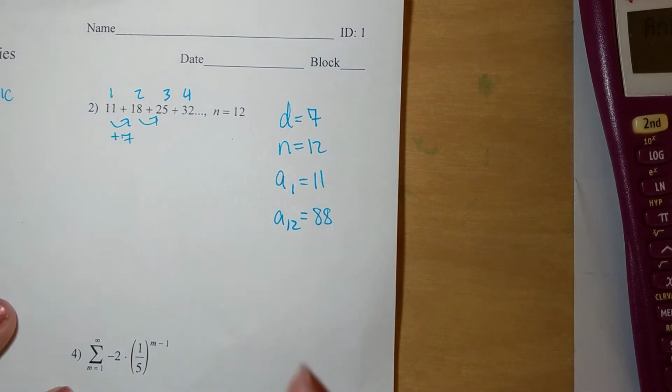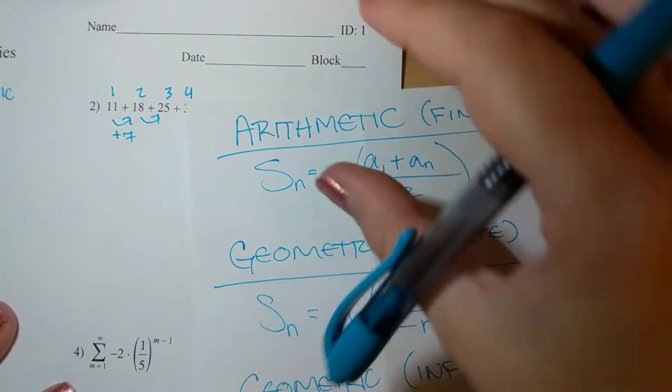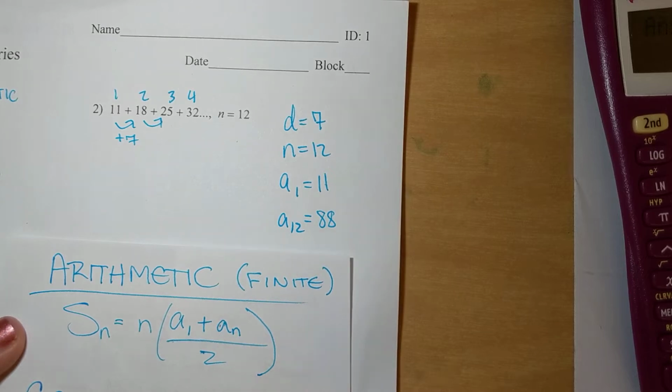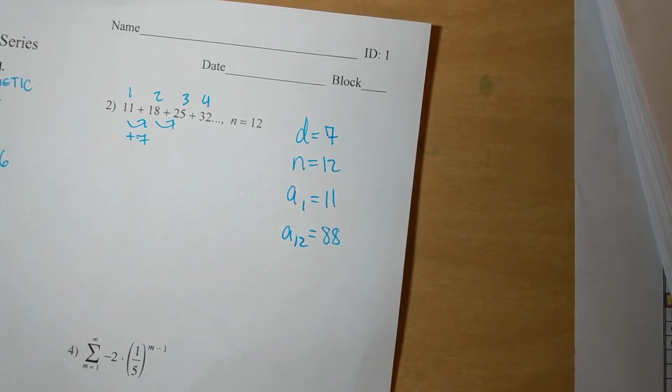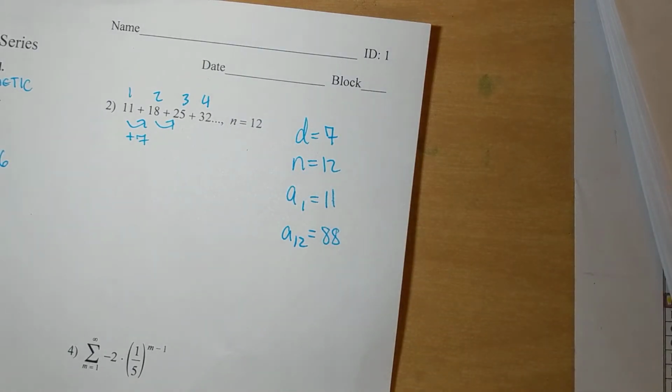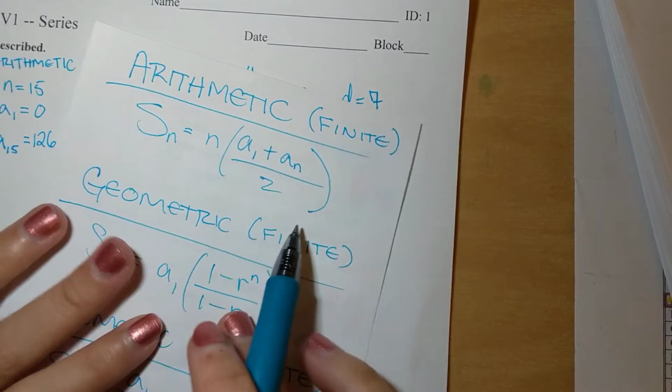Okay, and then you would plug this into arithmetic finite and hopefully get the right answer. Okay, I doubted myself, so I checked it and it's correct. All right, so these you should be able to plug in and get your arithmetic sum.